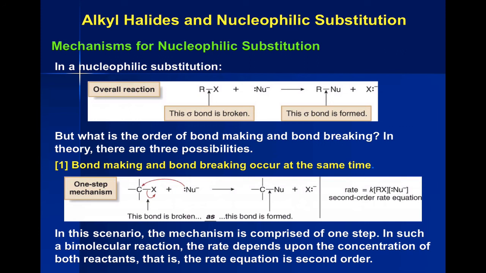So in this one-step mechanism, the rate is going to be proportional to some rate constant times the electrophile concentration times the nucleophile concentration. This is a second-order reaction overall. It is first order in electrophile, and it is first order in nucleophile.